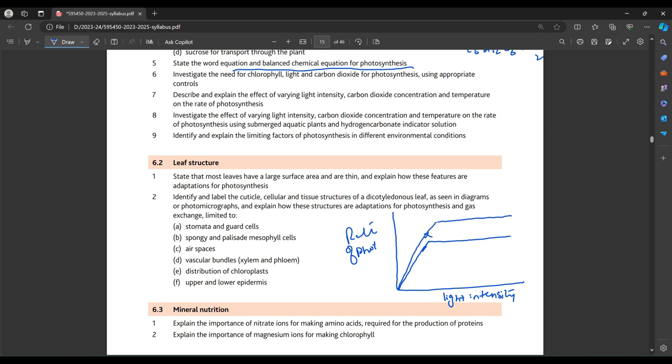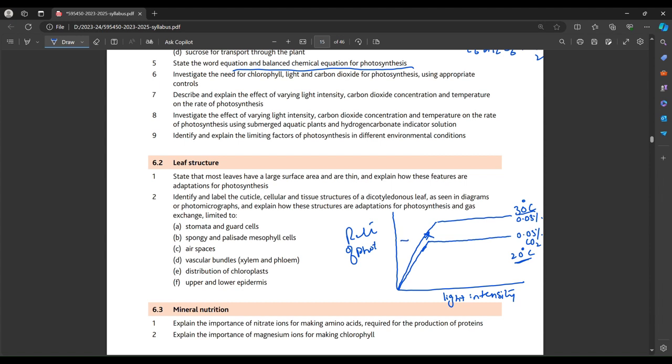Now the rate of photosynthesis is controlled by some other factor. For example, if the concentration of carbon dioxide is 0.03% and the temperature was, let's say, 20 degrees Celsius, and the examiner shows that here the temperature is 30 degrees Celsius and the carbon dioxide concentration was the same, then what would be the limiting factor at x? At x, temperature was the limiting factor, because we are increasing the temperature from 20 to 30 degrees Celsius.